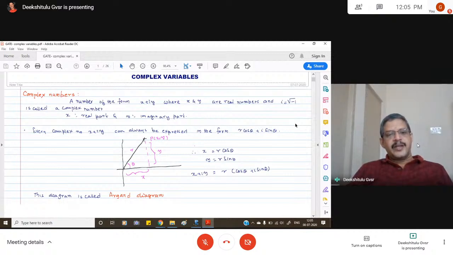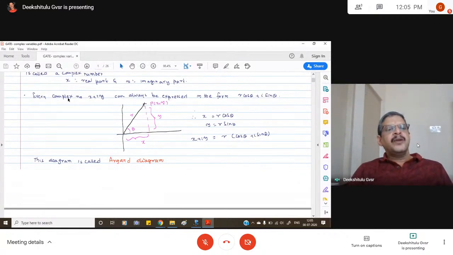Then x is called the real part and y is called the imaginary part of the complex number. Geometrical meaning is very important for complex variables. We come across this geometrical meaning in Cauchy integrals and all that. Every complex number x plus iy can be expressed as a point (x, y) in the complex plane, and we call that plane the Argand diagram.